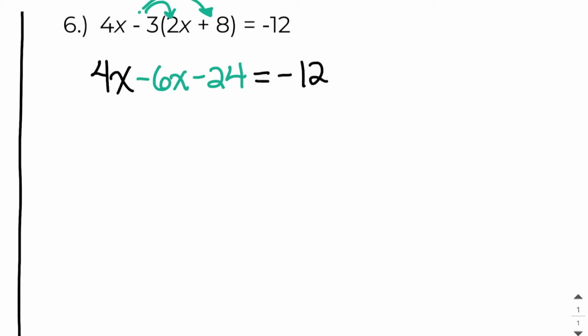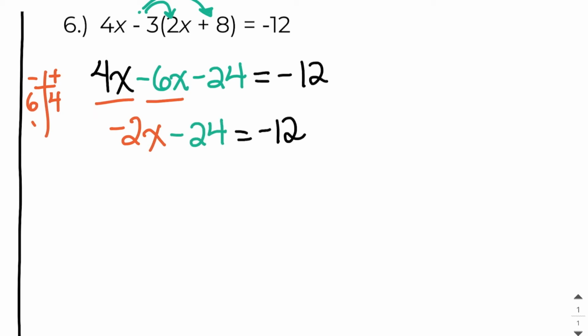Now I want to see, are there any like terms that I can put together? Well, I've got 4x and -6x. Those are like each other. So team positive won the 4 points, team negative won the 6 points. So team negative won by 2 points. And then I just copy the rest of this down. And I don't collect this -24 with this -12 because they are on opposite sides of this equal sign. They're not on the same side together.